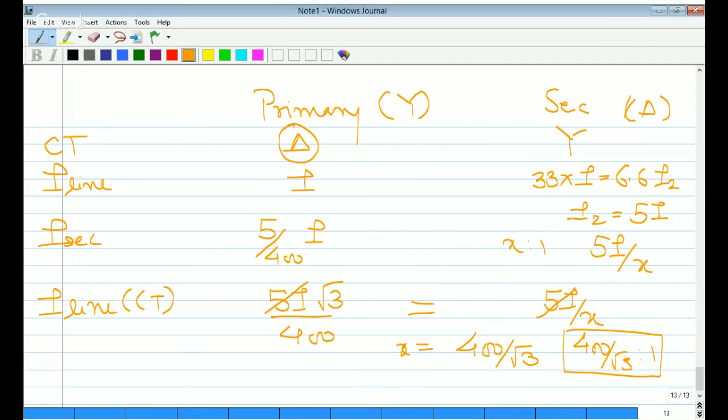Is it fine? So that is how these kind of questions can be done for the differential relay.